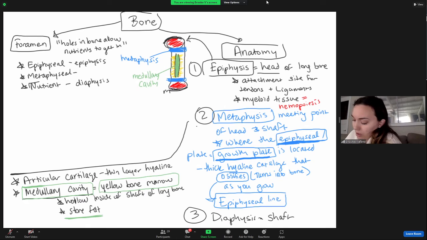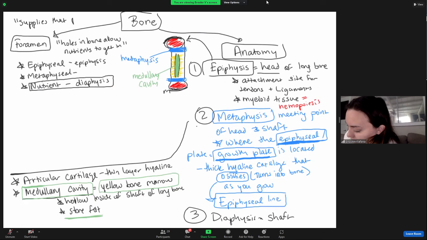So this is the only one that's a little bit weird because it's not named exactly like that. Does that make sense? So if you're on the exam, what does the nutrient foramen supply? The diaphysis. So supplies that part of the bone. That's probably how it'll be given to you on the exam. What does it supply? And you would say diaphysis.